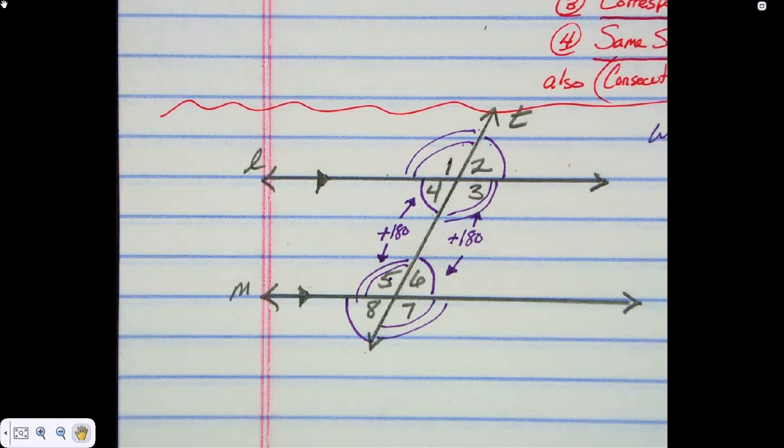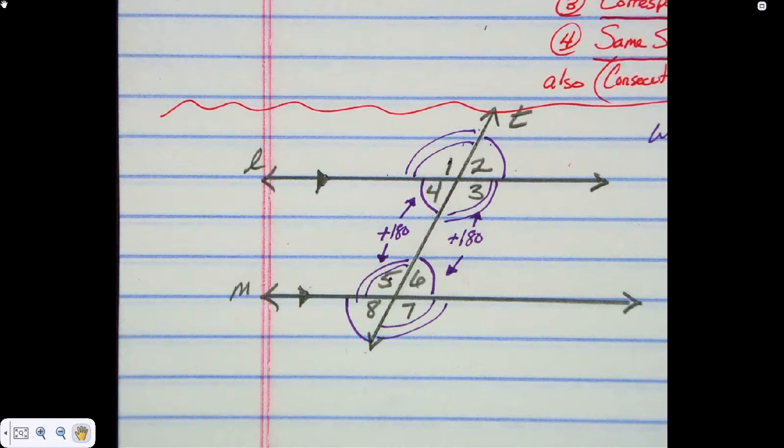So what do these have to add to? 180. This is 150. What's this one? 150. This is 150. What's this one? 150. This is 150, what's this one? 150. So when they're parallel, how many different angle measures are there? Two different ones, they're either 30 or they're 150.